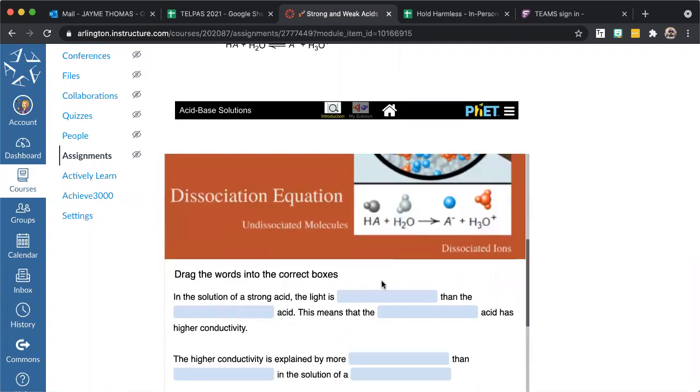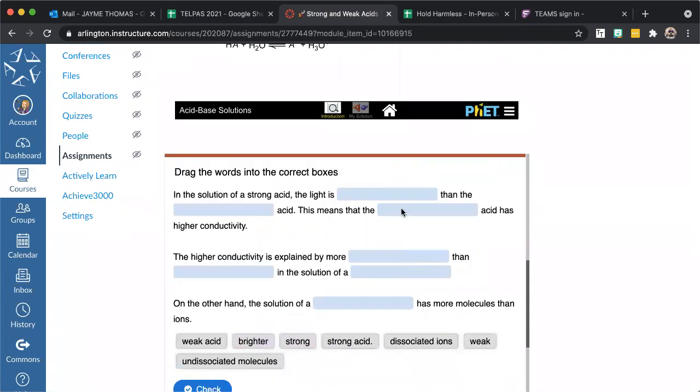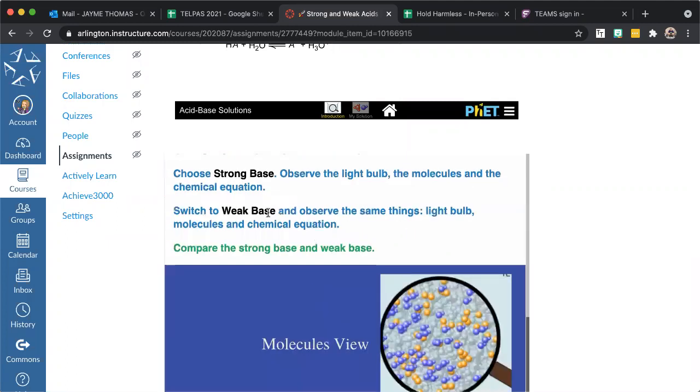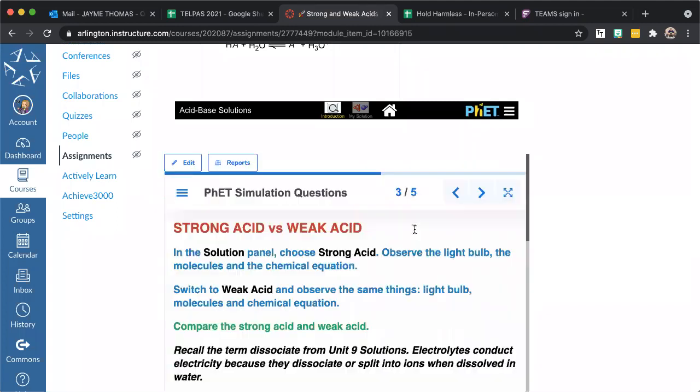All right. So there are some words down here you're going to read through, and after you've made your observations, you're going to drag and drop, and you can check yourself to make sure that you are answering them correctly. Then you're going to do the same thing, except you're going to compare strong and weak base.